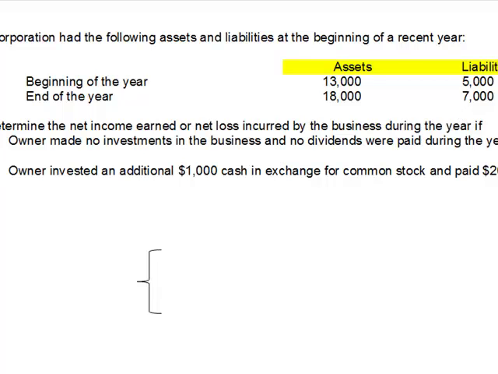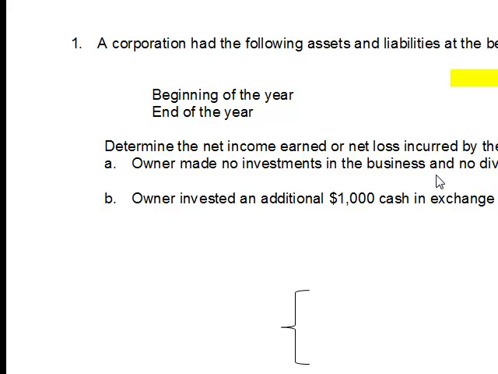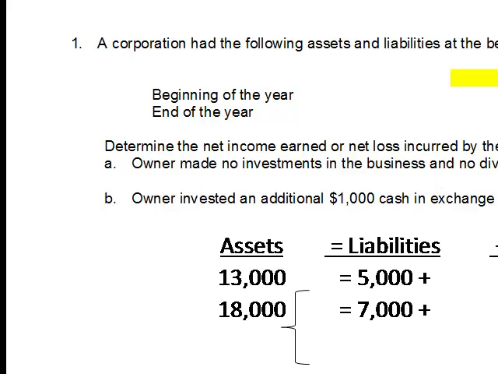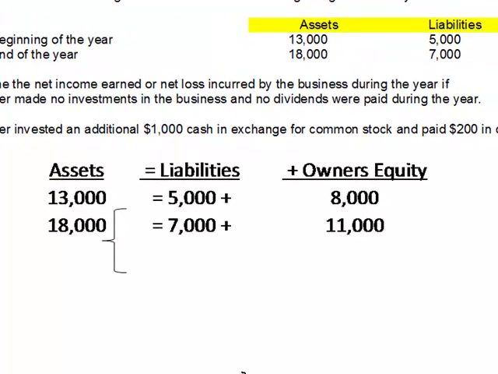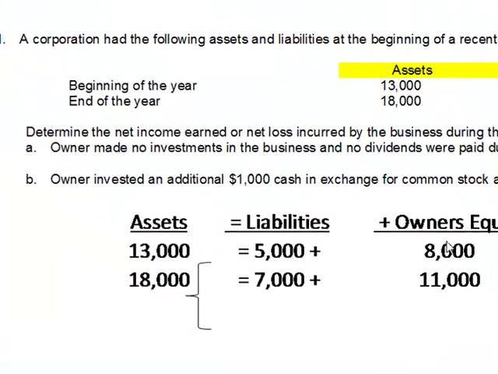Okay, there's something missing here, and that's equity. So we've got part of the accounting equation, but we're missing equity. And we need equity. We need the full piece, the full balance to figure out the solutions here. So we want to determine net income or net loss during the year if A or B. Okay, so if we first start with assets equals liabilities plus owner's equity, we can plug in owner's equity here. The difference between $13,000 and $5,000 is $8,000. The difference of $18,000 and $7,000 is $11,000. So we can see that equity increased by $3,000. Okay, that's step 1.